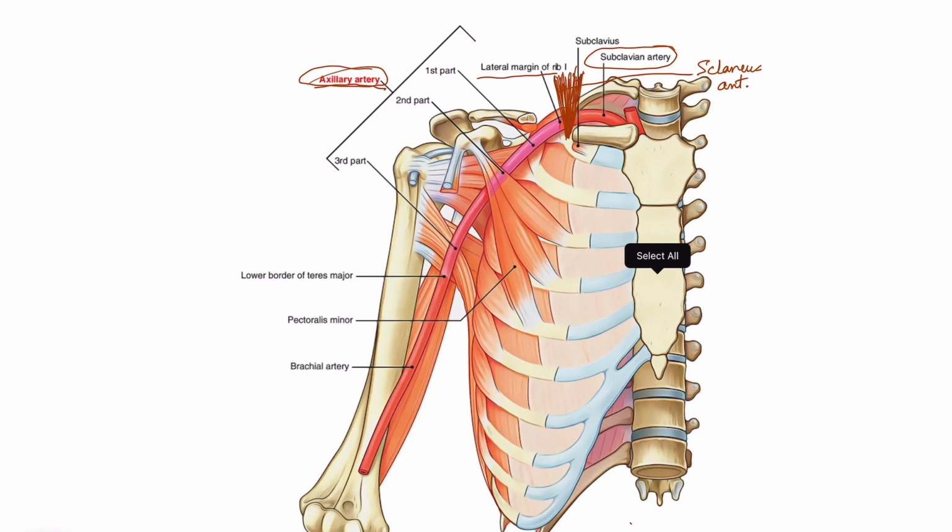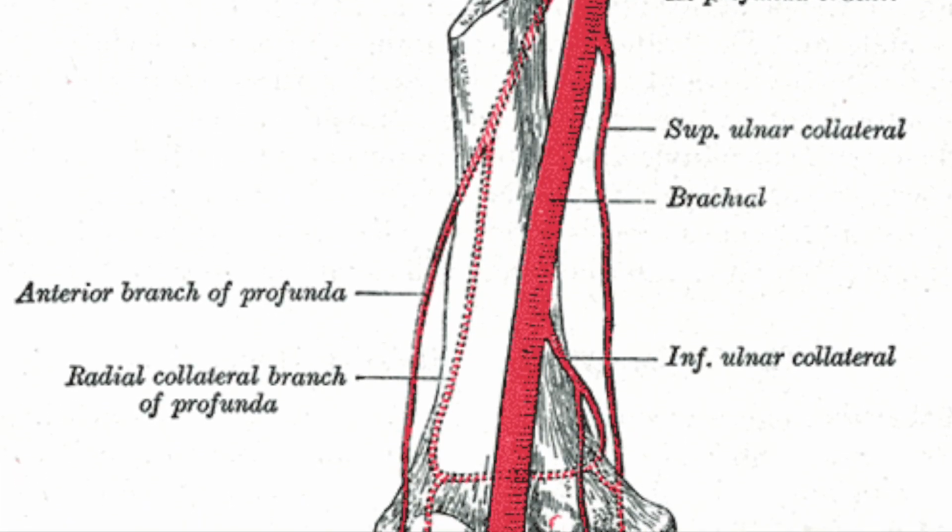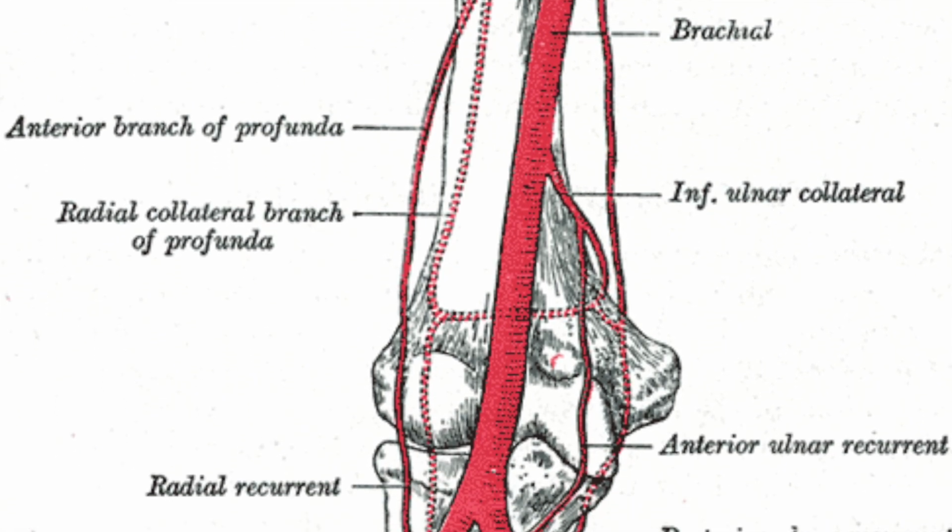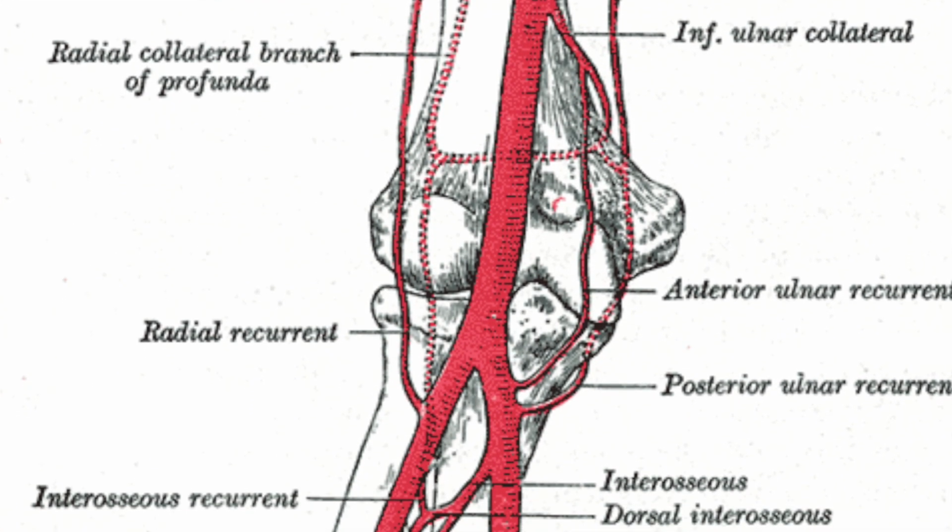This axillary artery, from the outer border of the first rib, passes behind the pectoralis minor muscle and reaches down to the lower border of the muscle teres major. So that's the course of this artery, and this artery is also divided into three parts by the muscle pectoralis minor. Later on, below the lower border of the teres major, it gets a new name and is now called brachial artery, which reaches the anterior surface of the elbow at the level of the neck of the radius or just above the radial tuberosity.